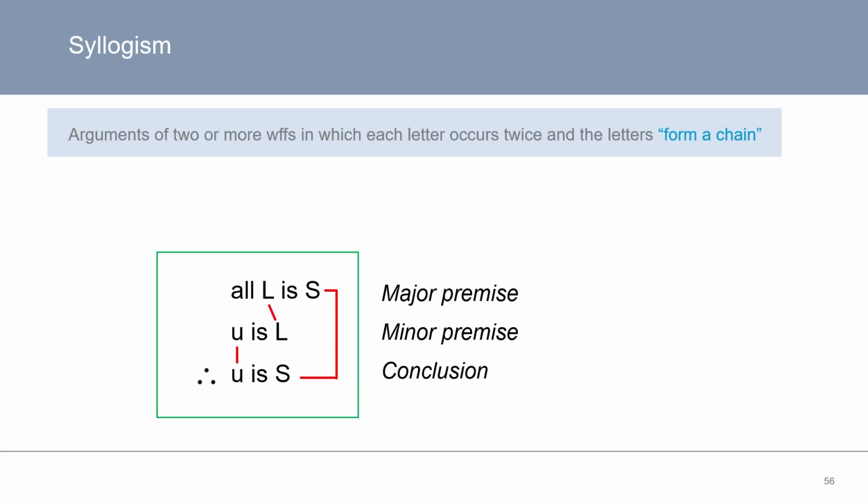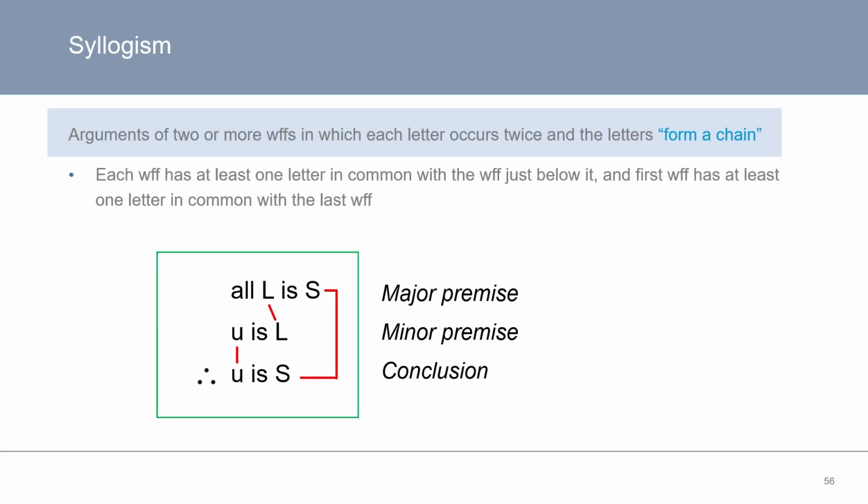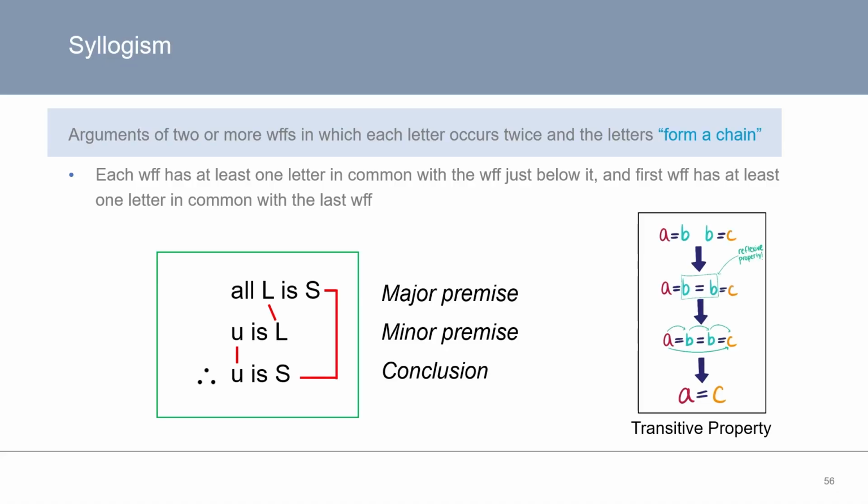We can visualize here how if we connect these letters between the elements of the argument, that they collectively form a chain, where each well-formed formula has at least one letter in common with the well-formed formula just below it, and the first well-formed formula has at least one letter in common with the last well-formed formula. Together, this forms an argument that is similar to the transitive property in mathematics, where if A equals B and B equals C, then we can conclude that A equals C.